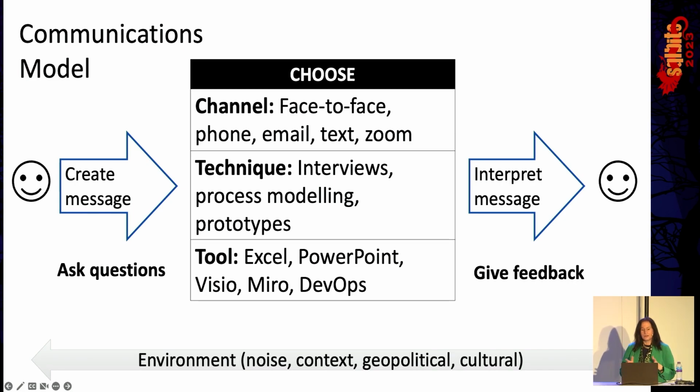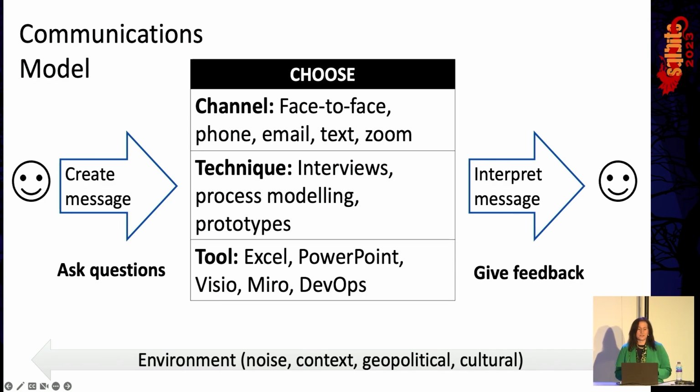So on the left we have us. We're creating the message, whatever it is. We're asking questions, we're doing our elicitation, we're asking for feedback and requirements, whatever we're doing. We need to deliberately choose the channel, the technique, and the tool. They all need to be deliberately chosen and not left to chance. Because as we saw in a couple of examples that I just gave you, it doesn't work. Even if you have the right channel and the right technique, if you have the wrong tool, it collapses the whole thing, and it doesn't work.